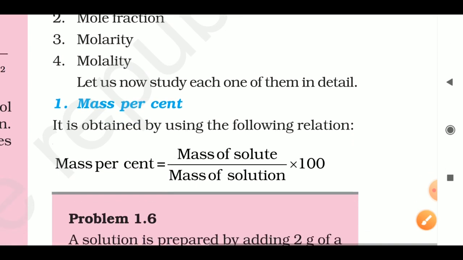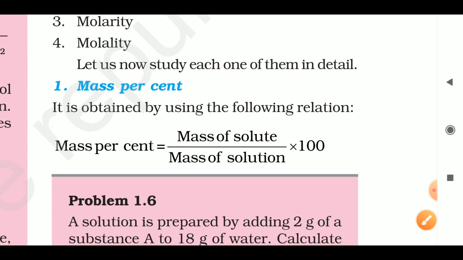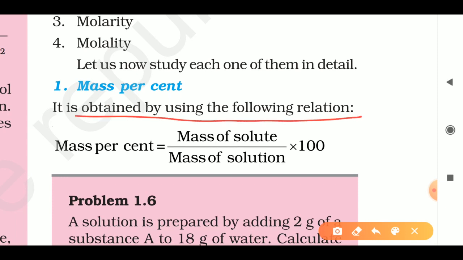Now the first method is the mass percentage method. It is obtained by using the following relationship: mass of solute upon mass of solution into 100. Mass of solute is the amount of solute which you dissolve in a solvent, given in gram. Mass of solution is how much solution you obtain after the mixing of solute and solvent.